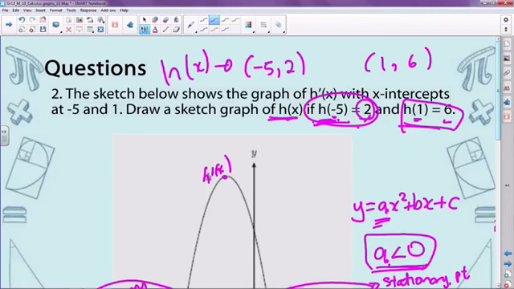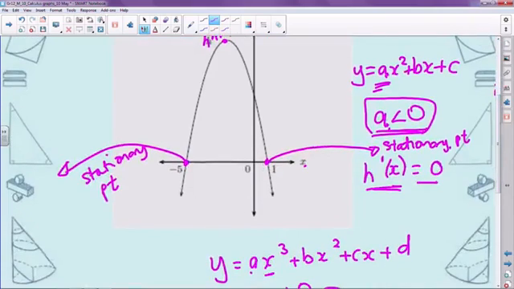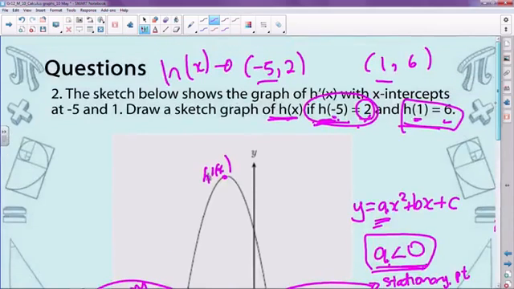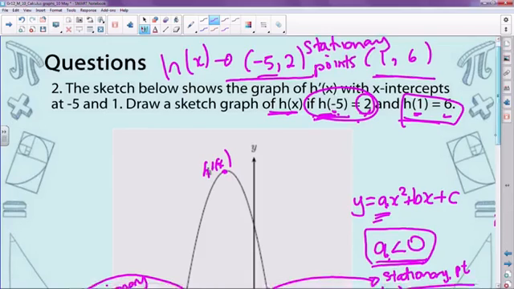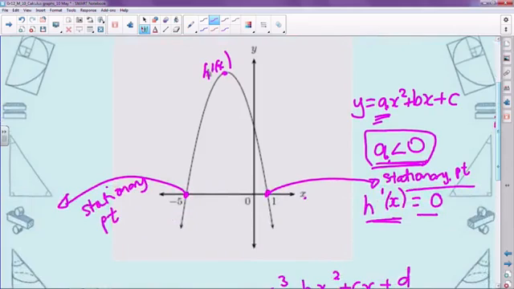Now what's special about minus 5 and 1? Do you remember? Minus 5 and 1, those were the stationary points of my cubic function. That's where the graph was going to turn, the graph of h of x. Those were the stationary points. So what they've really given you is the x and y values of your stationary points. So that should make it quite nice and easy for us to sketch the function h of x.